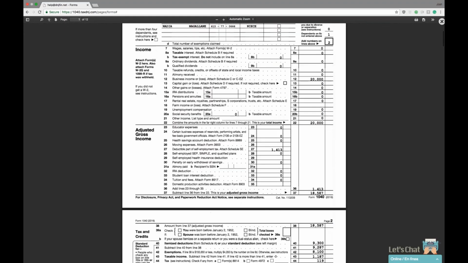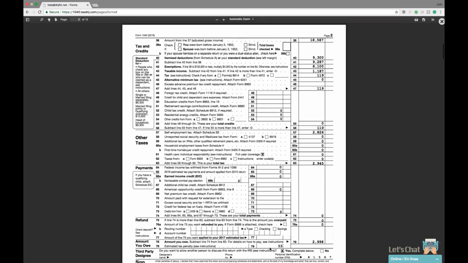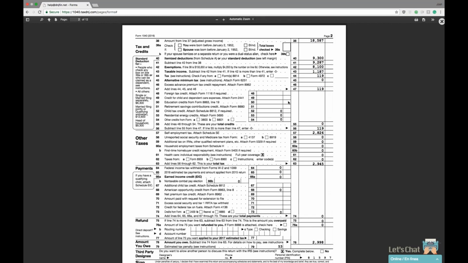You have a Form 1040. Let's focus on part number 2 of Form 1040. Mr. Customer, your adjusted gross income is $18,587, but you have a reduction of $9,300 standard deduction, which leaves your income at $9,287. You also have 2 exemptions, which equals $8,100. So that leaves your taxable income at $1,187.